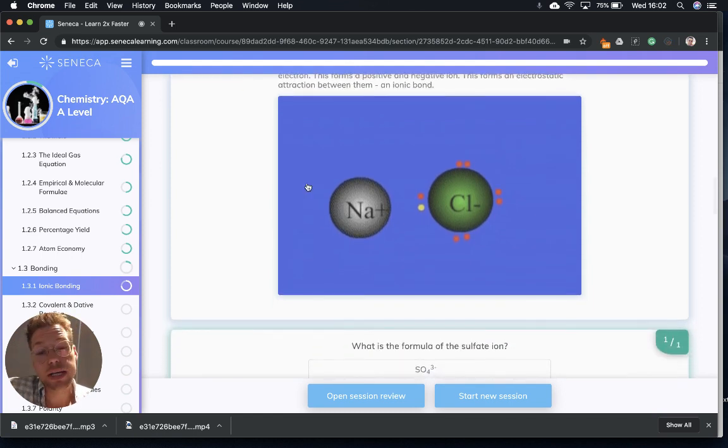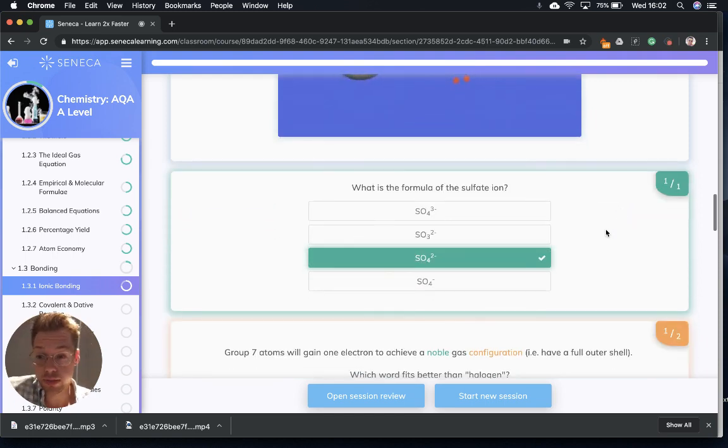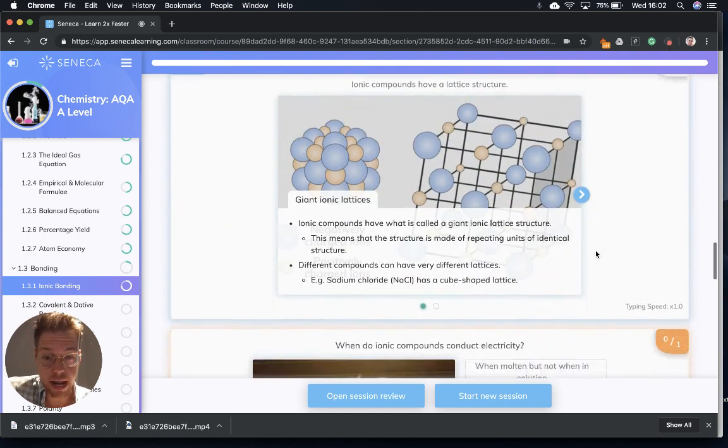So if we take sodium and chlorine, sodium has that one electron it wants to get rid of. It's going to give it to chlorine, which wants to receive one electron. And then boom, that's an ionic bond. So that ionic bond is formed by that transfer of electrons.